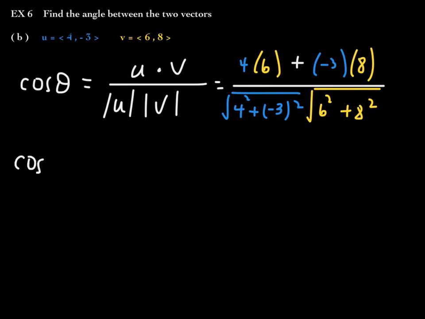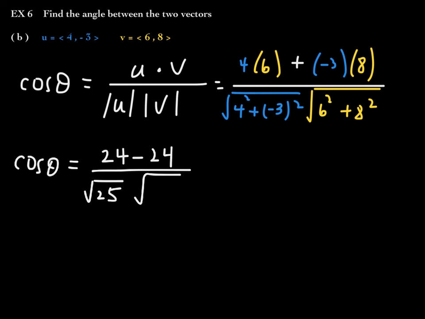Cosine of theta is equal to, up here I get 24 minus 24, and down here I get the square root of 16 plus 9 times the square root of 36 plus 64. Okay, ladies and gentlemen, please notice that your numerator is 0. At this point, when I'm doing this work, I stop. I don't do this any further because I already know the entire right-hand side will be equal to 0. Whenever the numerator is 0, the whole fraction is 0. If you want to keep going, by all means you can, but you're just going to get 0 over 50.